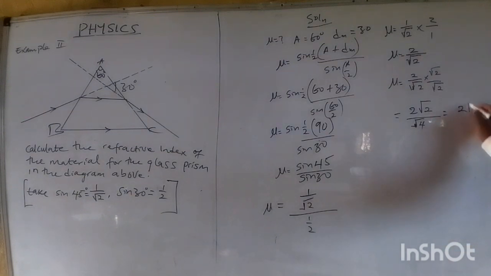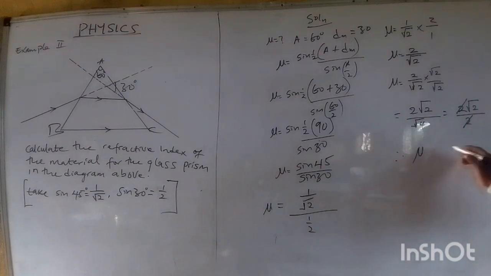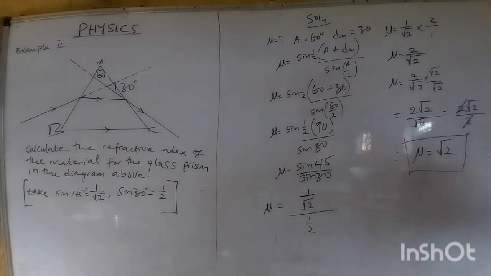So we have 2 root 2 all over 2, since square root of 4 is 2. Now at this point, 2 can cancel 2. Therefore, the refractive index of that material is square root of 2. So this is our final answer.